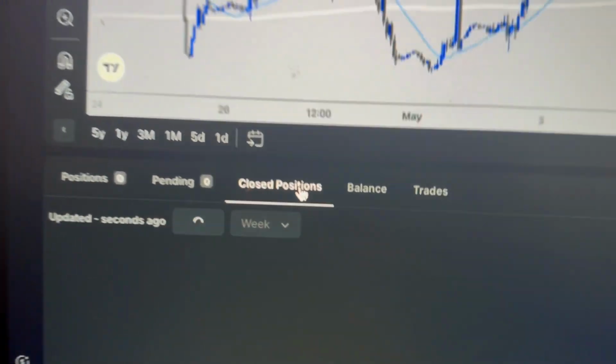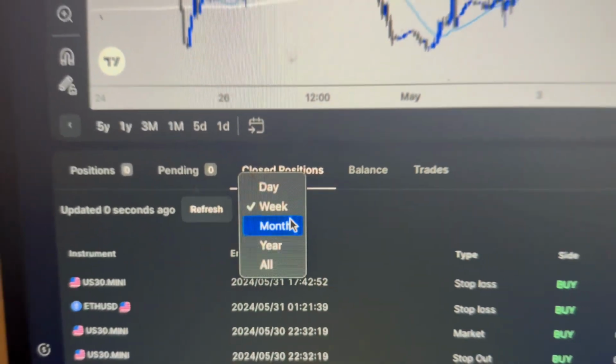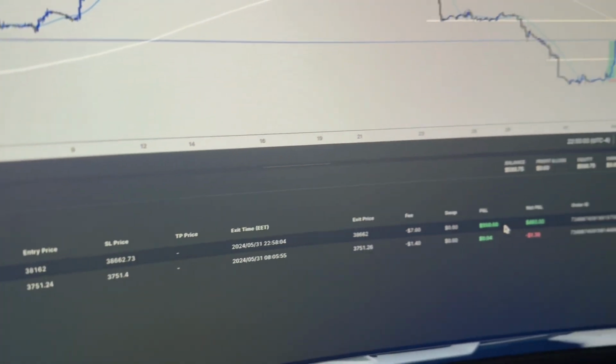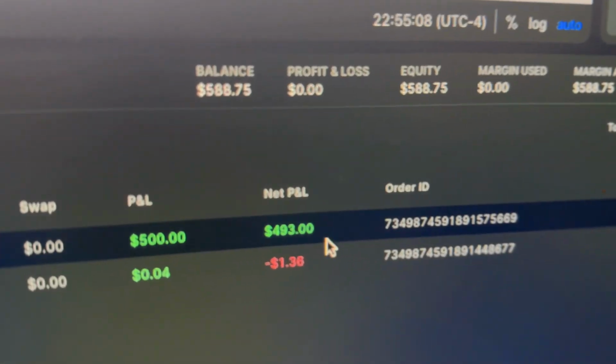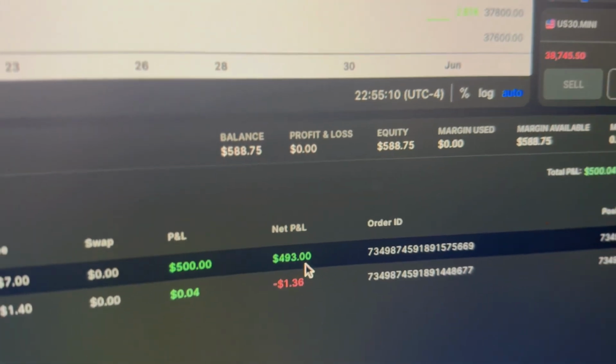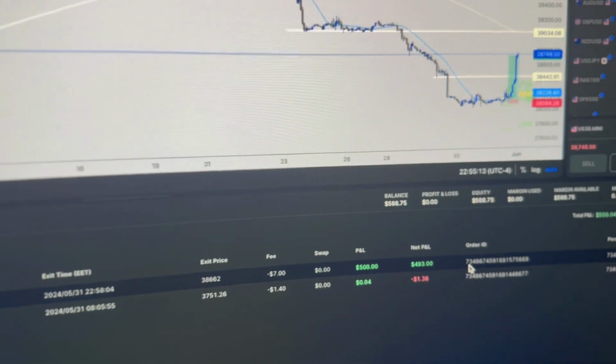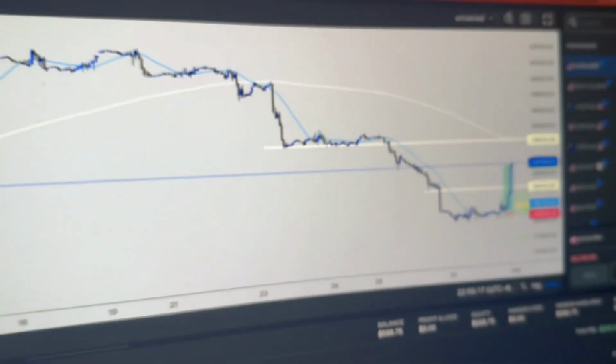So we go to close positions. Let's go to the day, and you will see we have US30 on a one lot with a $500 winner. After the fee, it was $493 net P&L. So that is the setup for today. Like I said, it was pretty clean, pretty smooth, straightforward. Nothing really crazy, nothing really complicated on this setup.